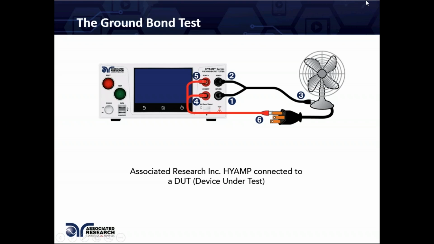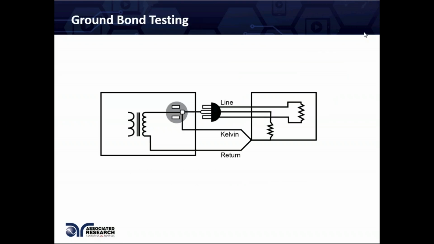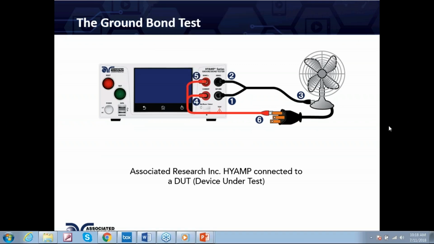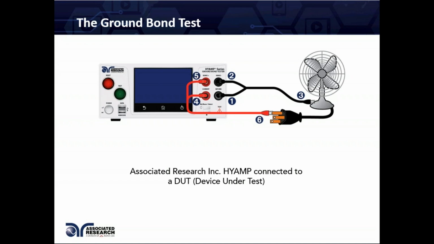Okay, so that leads us to our circuit for a ground bond test. What we're going to do here is take a look at the different connection points. On the left side is the actual ground bond tester, and on the right side is our product under test, which in this case is a household fan. Connections 4 and 5 are the outputs and the sense connections for the high amperage ground bond current that's going to be injected into the ground pin. If you follow that red lead all the way to the product's line cord, you'll see that at the point labeled 6, it's connected to the ground pin on the line cord of the fan.